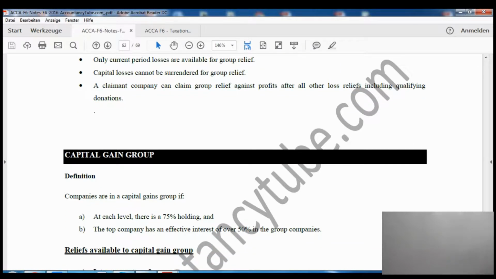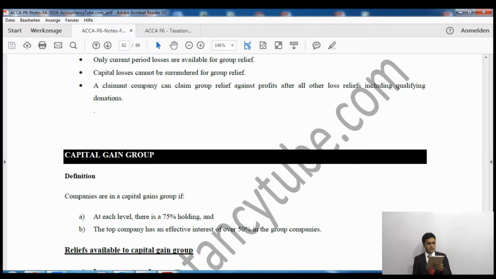After that it says only current period losses are available for group relief. So whatever the current period losses are, we can only set off against the group members. We cannot set off the previous carry forward losses against the group members. So only the current period losses can be set off for group relief. Capital losses cannot be surrendered for group relief. There is a separate topic on capital losses, where we can set off within a separate group for that. We will study it in a minute.